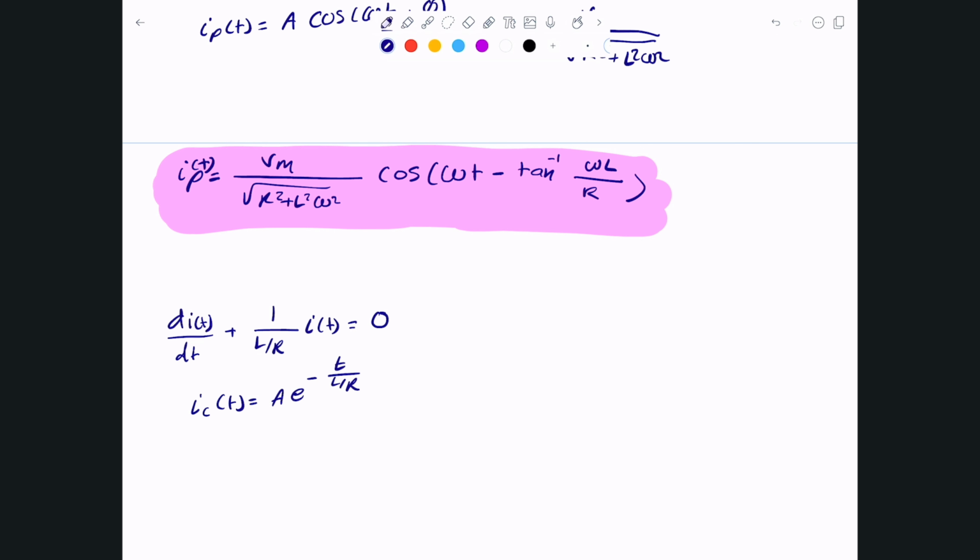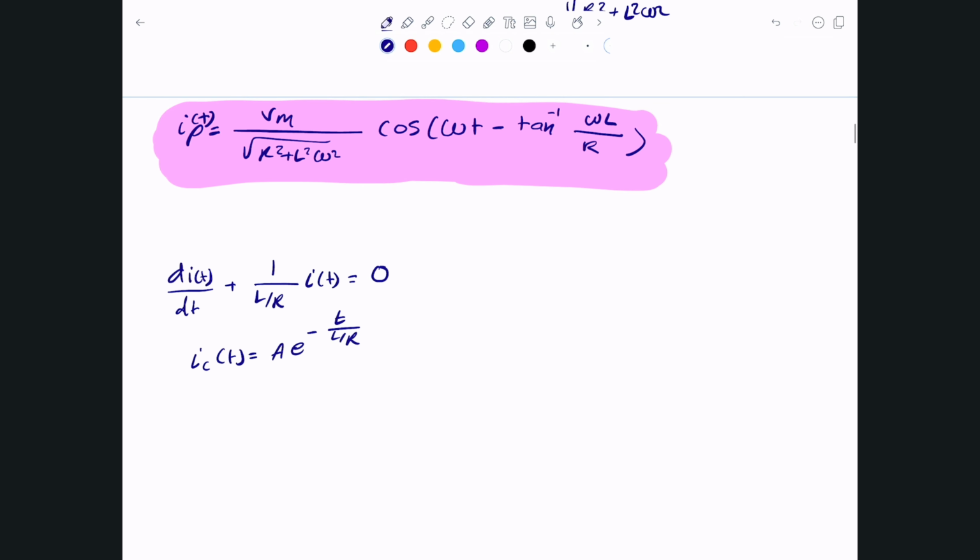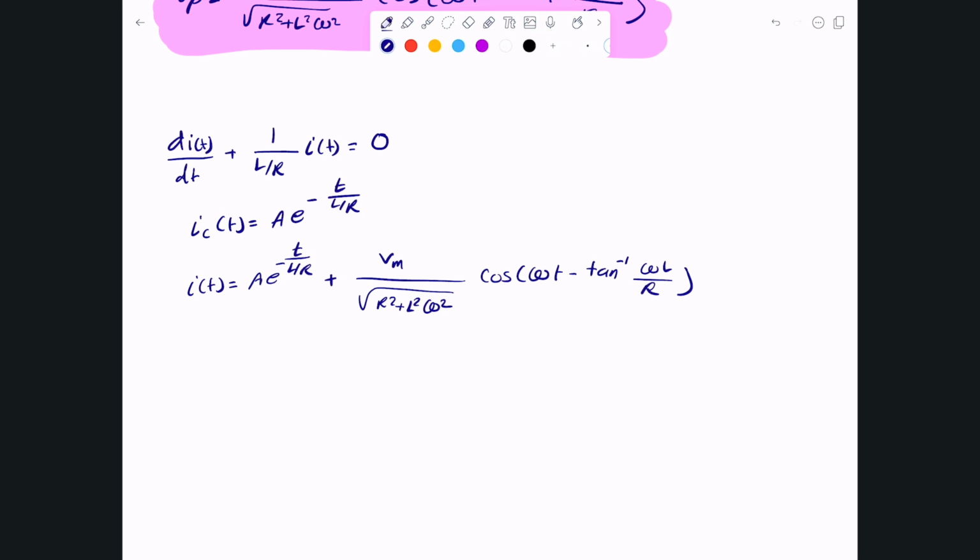Well, all we have to do right now is figure out what this A is. But the way we do it is using initial conditions. So what we need to do is say, well, I of t is two things. It's the complementary solution, which is A e to the negative t divided by L divided by R. This is basically the total solution. And the solution we just found for the particular solution, which is Vm divided by the square root of R squared plus L squared omega squared, cosine of omega t minus the tangent inverse of omega L divided by R. So we'll have to use this equation to find what the value of this constant A is.